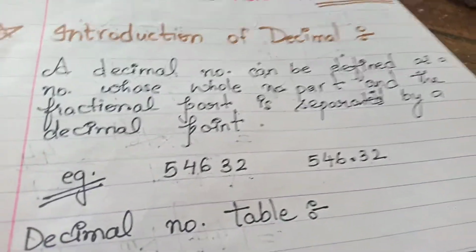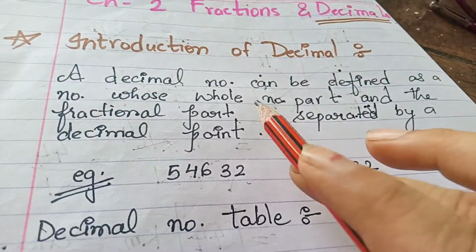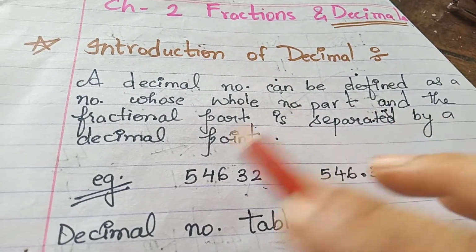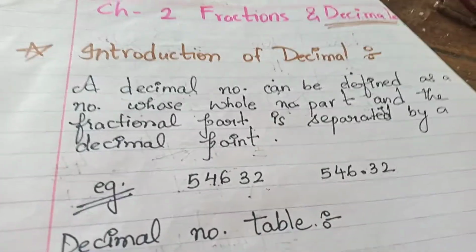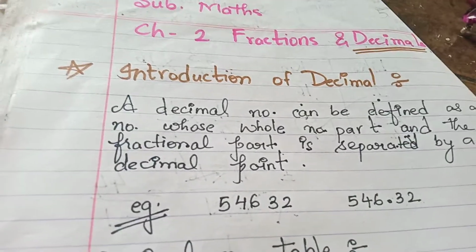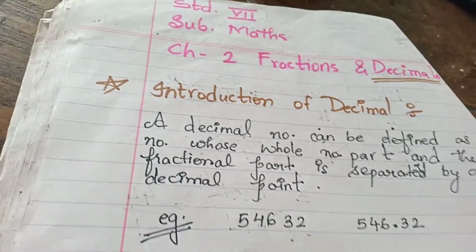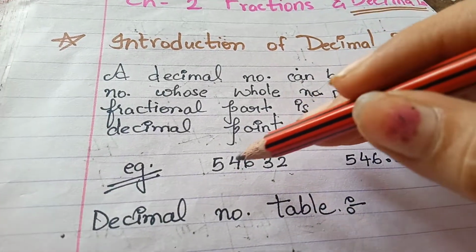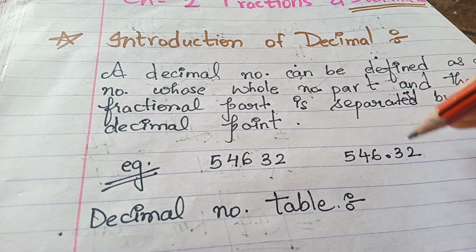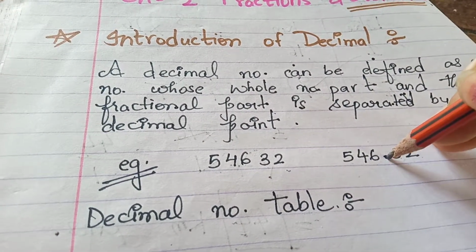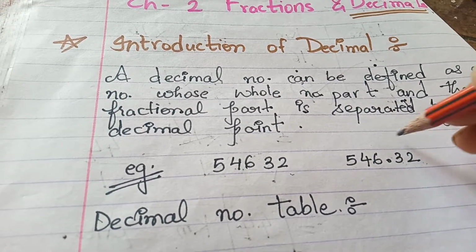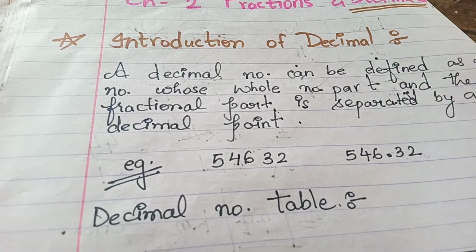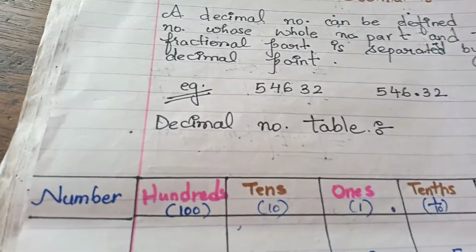A decimal number can be defined as a number whose whole part and fractional part are separated by a decimal point. So we have to separate the whole number part and the fraction part by putting a decimal point in the given number. For example, here I have taken a number and I am separating it by putting a decimal. So we will read 546.32. We cannot read it as thirty-two, we read it digit by digit. It will be more clear when we learn this table.